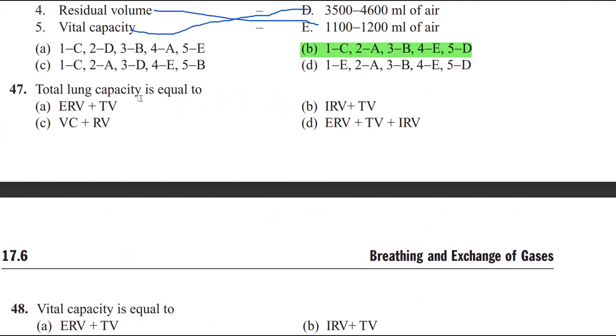Total lung capacity is equal to, right? ERV plus TV, no, that is EC. IRV plus TV, that is IC. VC plus RV, TLC. Total lung capacity.